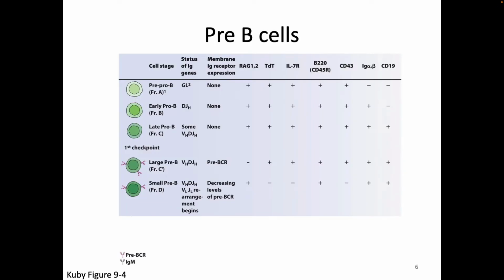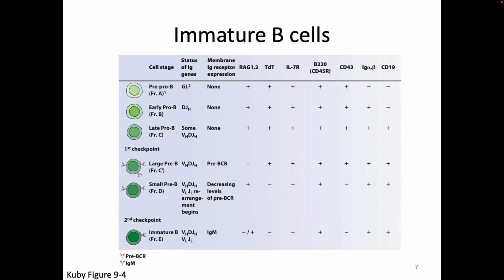Once our pre-B cell has tested its heavy chain, it can now go ahead and make a light chain. It's going to take the V of a light chain and J of a light chain and start doing that rearrangement. If it is successful, it will put the heavy chain and the light chain on the surface, and now it gets to be called an immature B cell because it has this different thing on the surface.